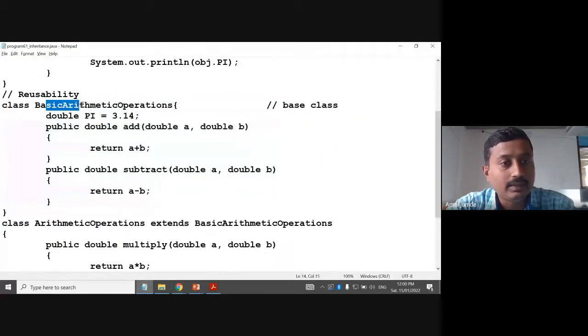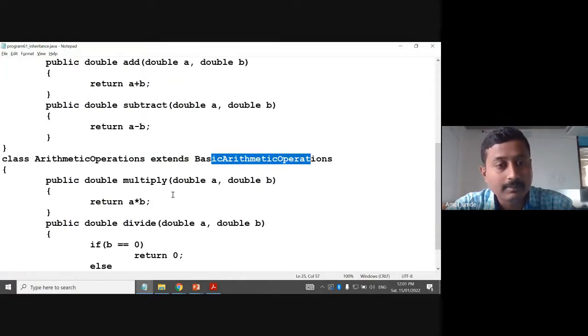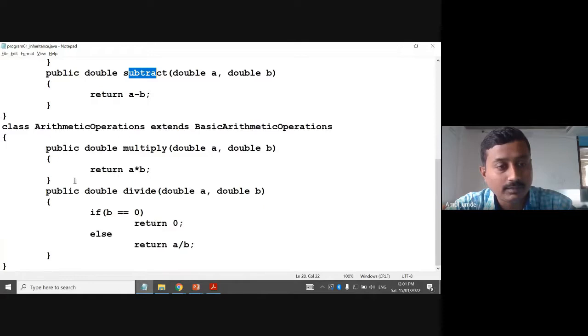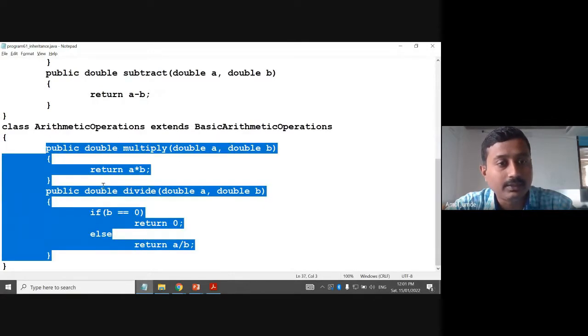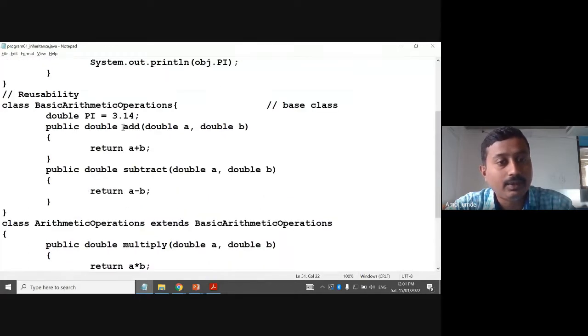This basic arithmetic operation is our base class, having add and subtract methods. Add will do the addition of the two received parameters, and subtract will do the subtraction. Now, arithmetic operation is extending basic arithmetic operation, so through inheritance these two methods will come virtually into arithmetic operation. So if you create an object of arithmetic operation, you can call multiply and divide, and in addition to that, you may call add and subtract.